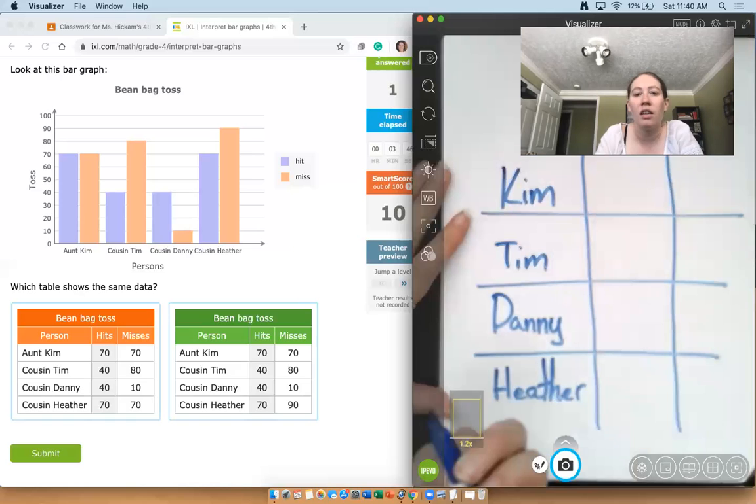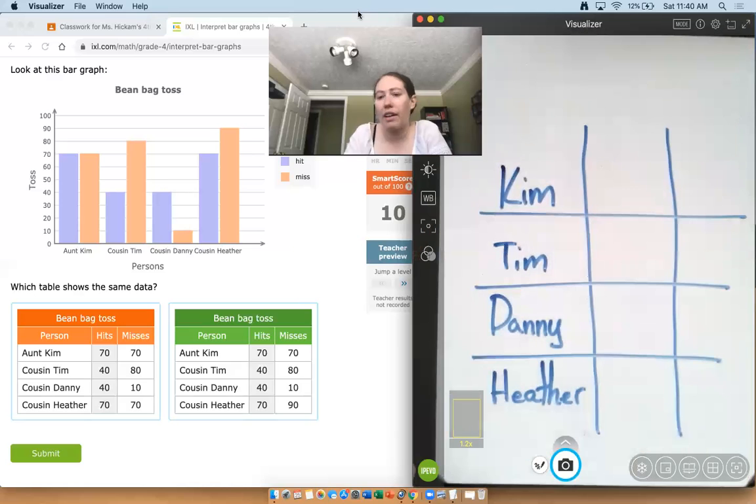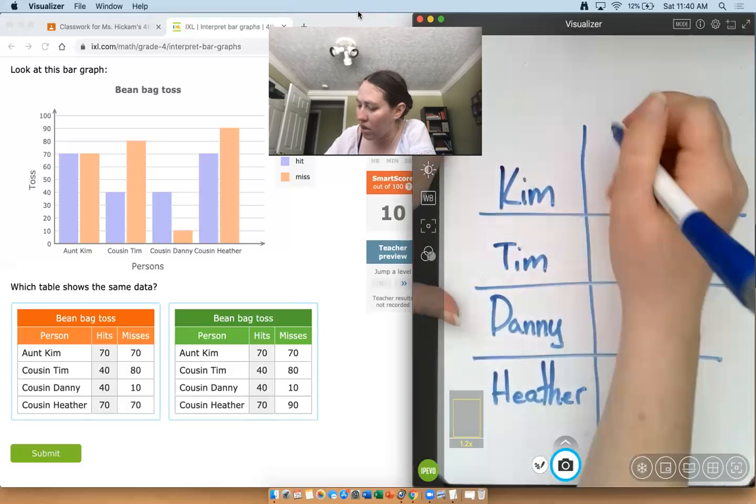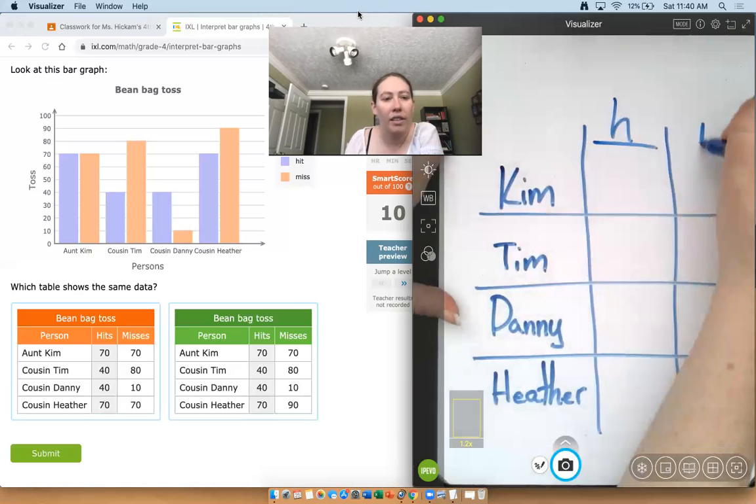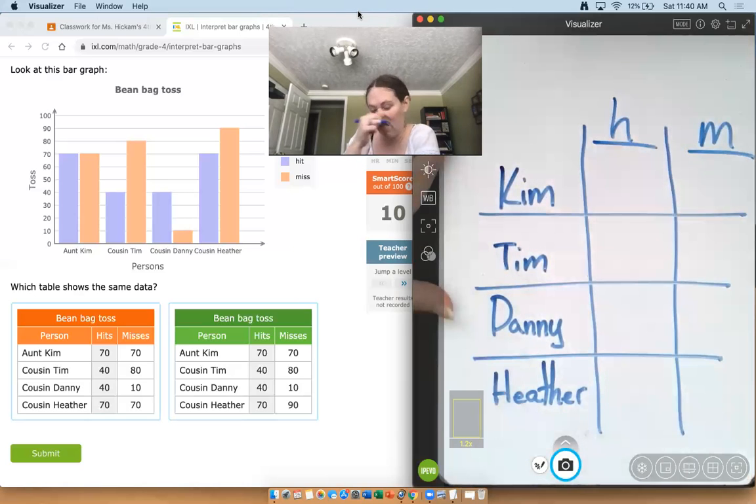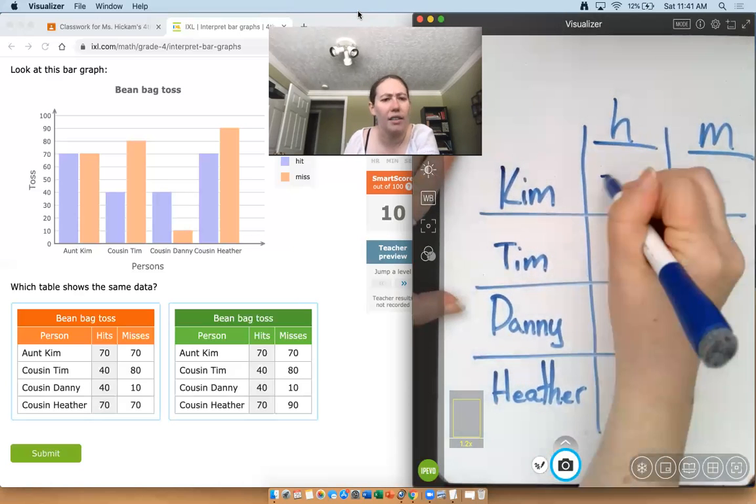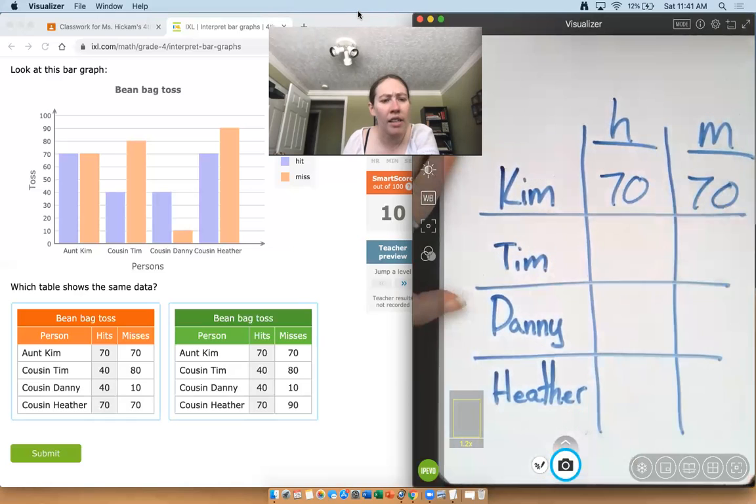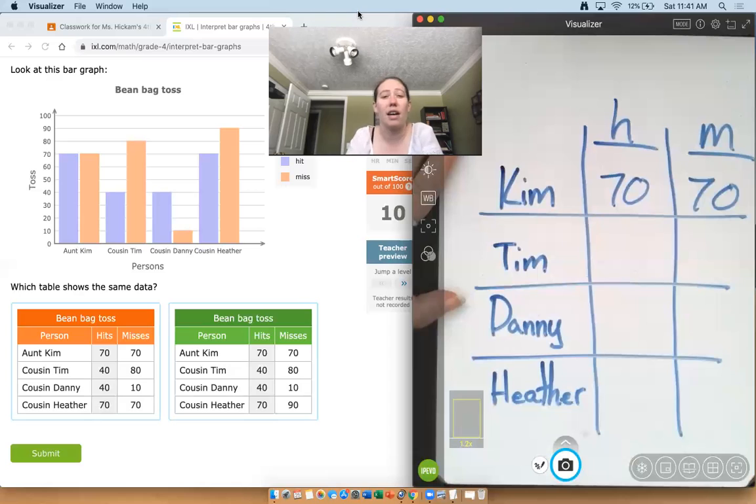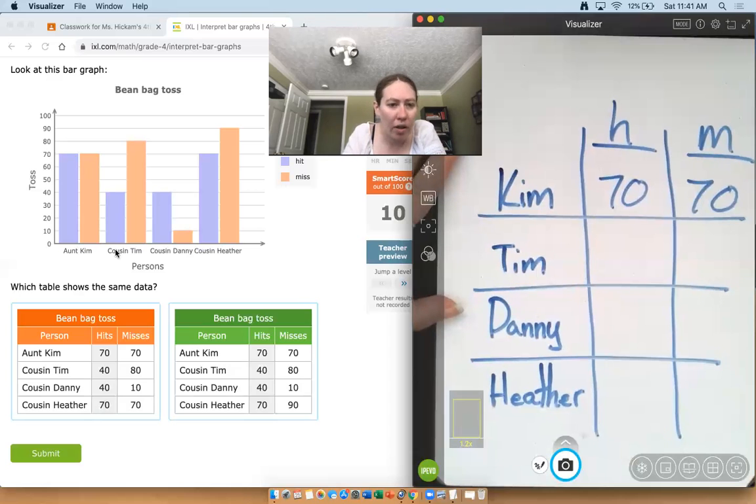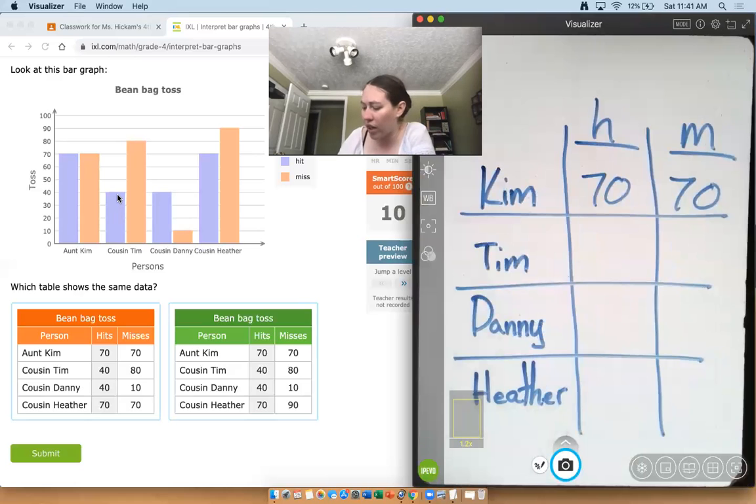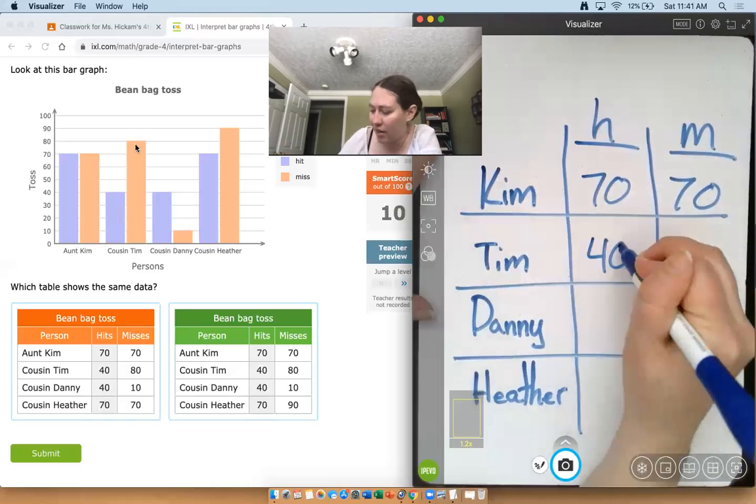All right. And then since I have hits first, I'm going to do hit and miss. Okay. So Aunt Kim was the same. So 70 and 70. That's kind of impressive that it was exactly the same. Cousin Tim, making sure I'm looking at my bar graph here and not at one of the tables, because that wouldn't give me the right information. We go up on the hit to 40. And then he missed a lot more, 80 times.